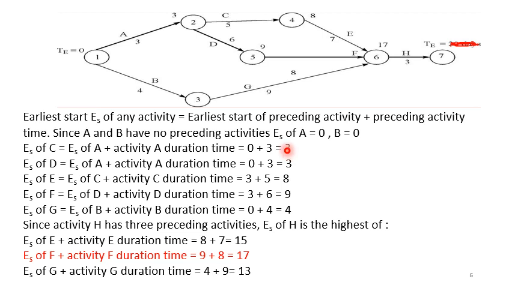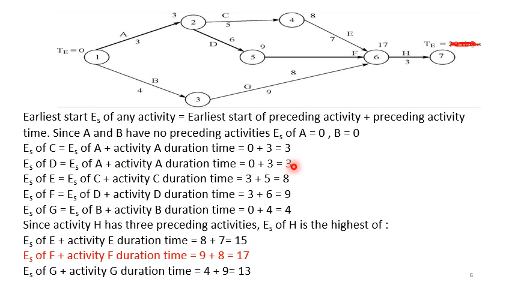Similarly, the earliest start of D will be, again D has a preceding activity of A, so the earliest start of A is 0 and the activity time is 3. So again it will be 0 plus 3, which is equal to 3.